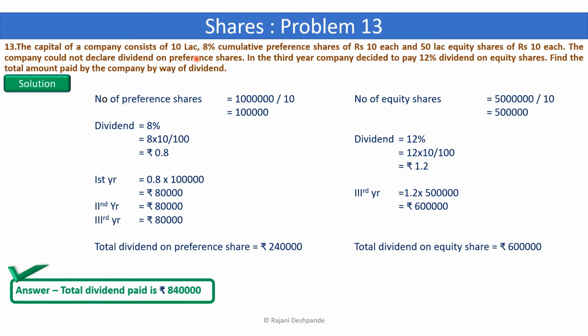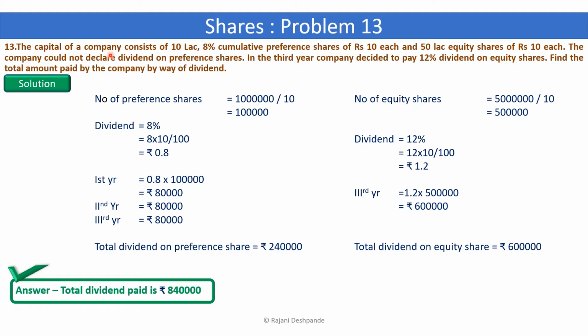Let us take one example on cumulative preference shares and equity shares. The capital of a company consists of 10 lakh 8% cumulative preference shares of rupees 10 each and 50 lakh equity shares of rupees 10 each. The company could not declare dividend on preference shares. In the third year, company decided to pay 12% dividend on equity shares. Find the total amount paid by the company by way of dividend.